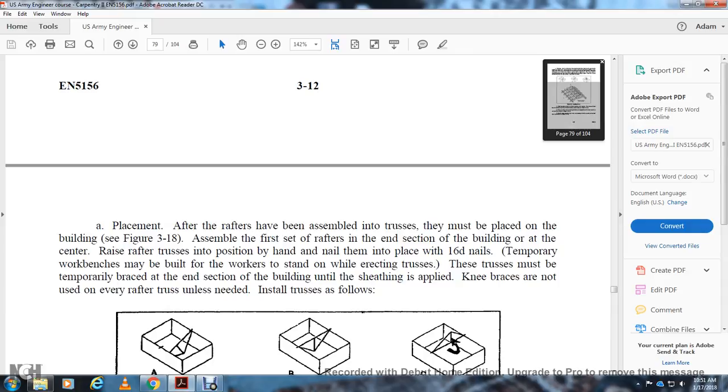Placement. After all the rafters have been assembled, the truss must be placed within the building. Assemble the first rafter at the end section of the building at the center of the raised rafter. When the truss is in position, hand nail it into place with 16 penny nails. Temporary.